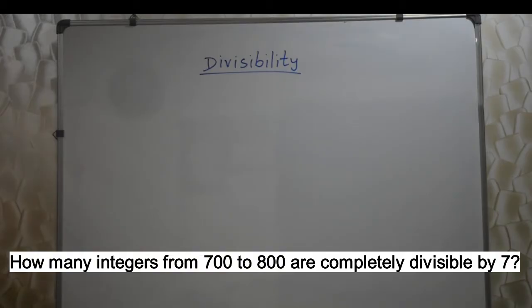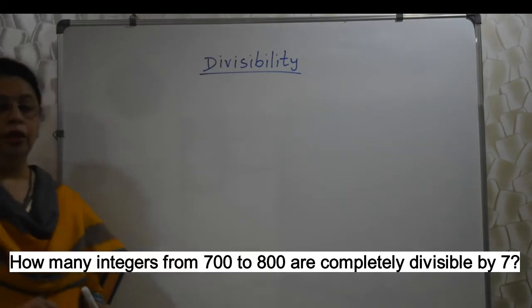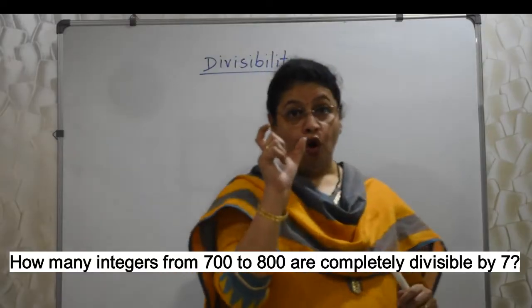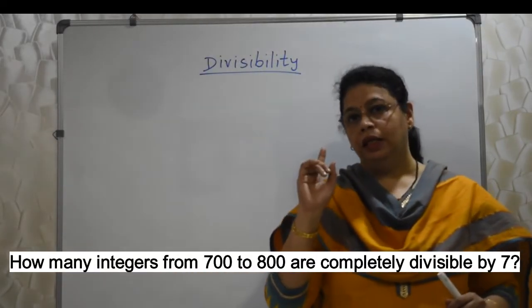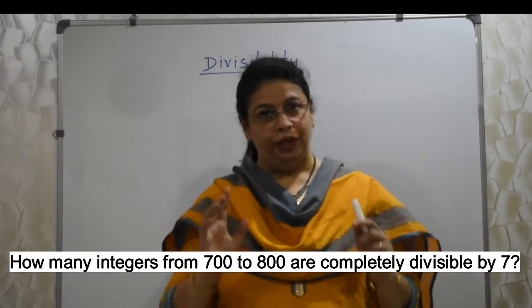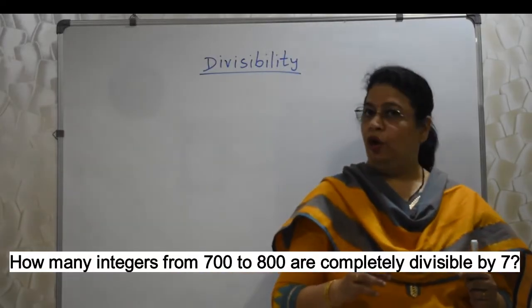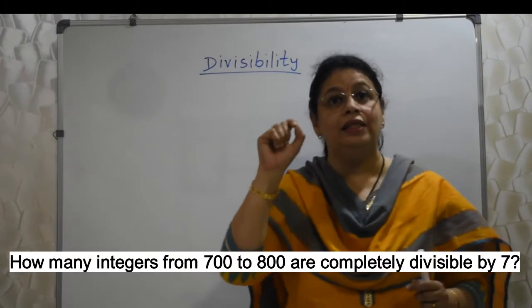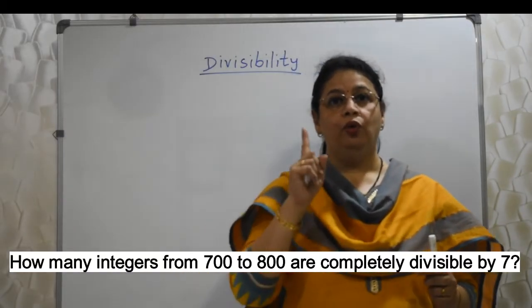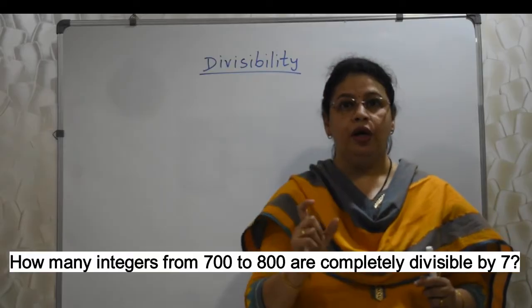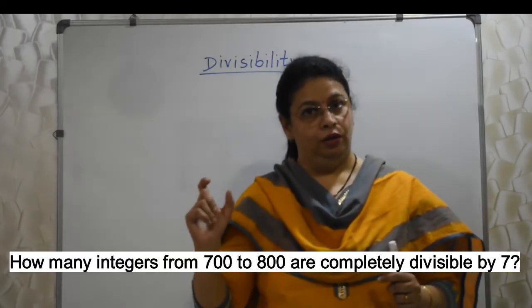How many integers from 700 to 800 are completely divisible by 7? Students, here the words "from" and "to" are very important. In any competitive exam, you cannot ignore even a decimal or a point. It is there for a reason. So you have to give justice to each and every word of the question.